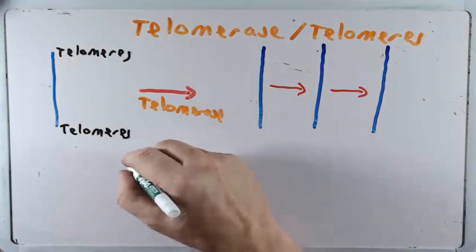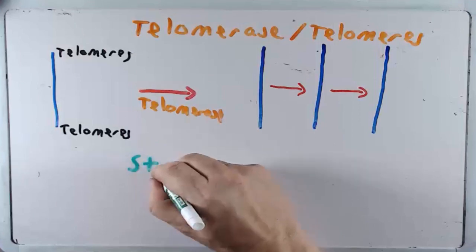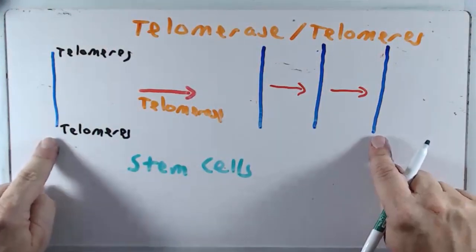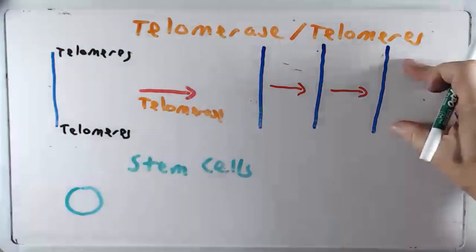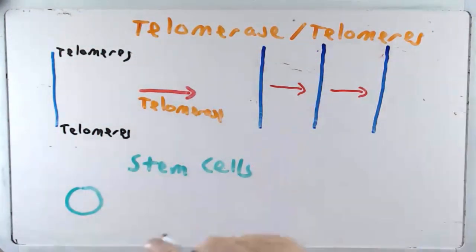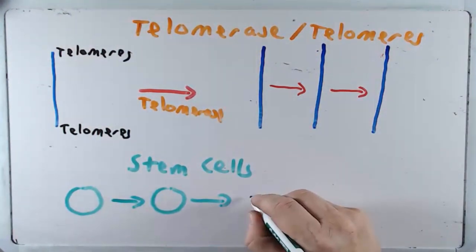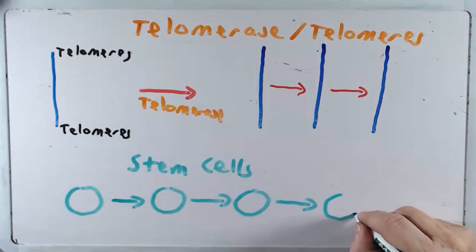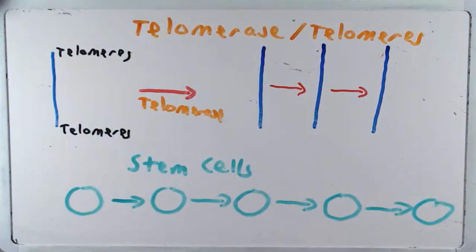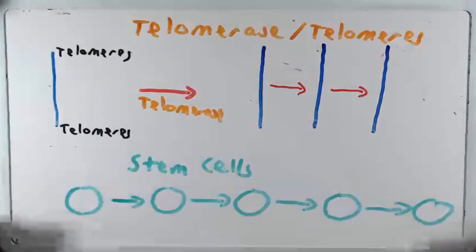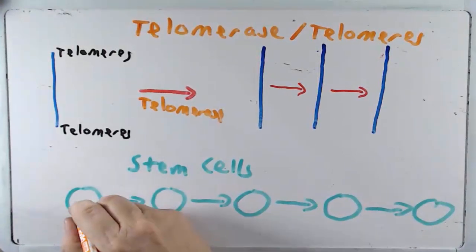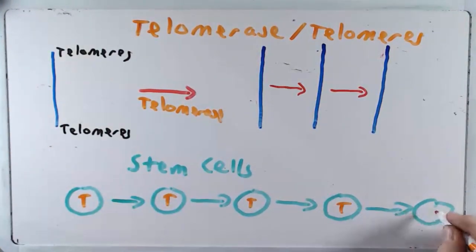I'm going to bring back an old friend of ours, stem cells. We want stem cells to be immortal. If this is a stem cell, we don't want the telomeres to get shorter and ultimately die. We want this stem cell to survive. Like a rock legend, we want it to live forever. Because these stem cells have to replace the cells that are dying or the cells that get damaged. So these stem cells have telomerase expressed in them, and that is a good thing.